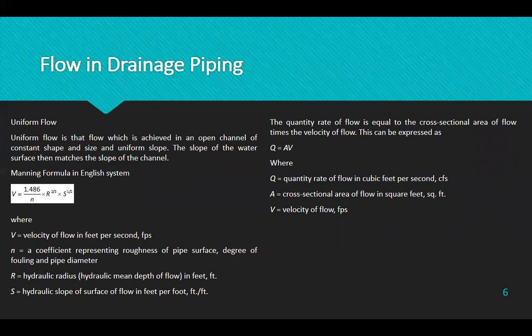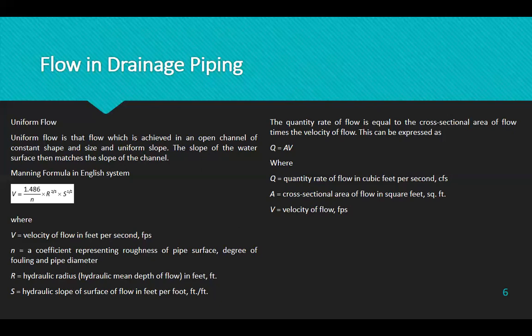Manning formula in English system is V is equal to 1.486 over N times R to the 2/3 times S to the 1/2. Well, V is the velocity of flow in feet per second. N is a coefficient representing roughness of pipe surface, degree of fouling, and diameter. May table yan. R is the hydraulic radius, hydraulic mean depth of flow, in feet. S is the hydraulic slope of surface of flow in feet per foot.